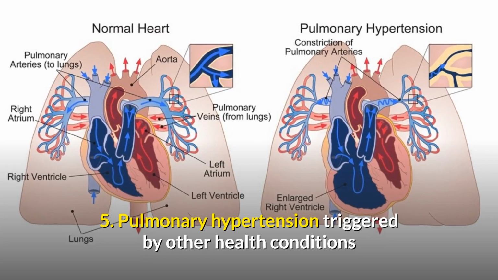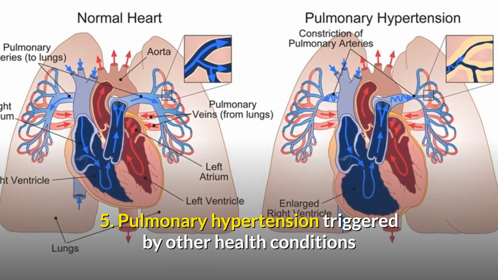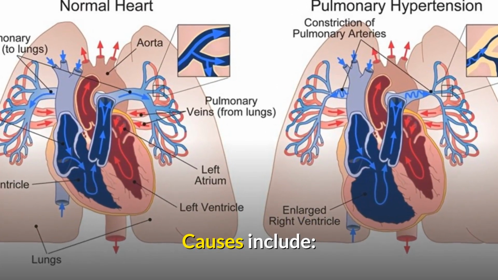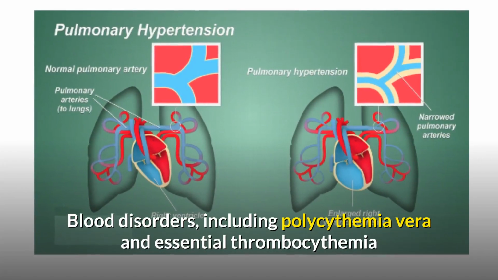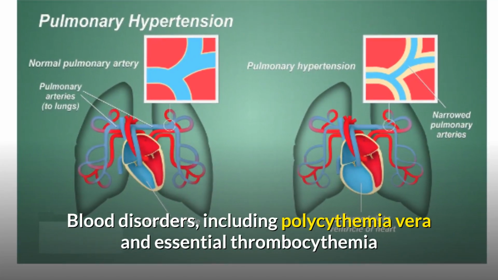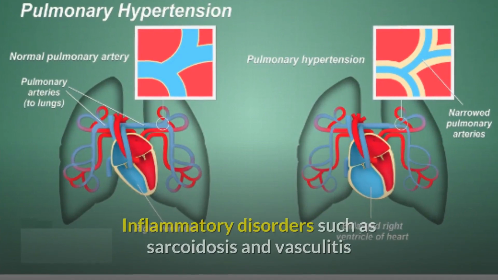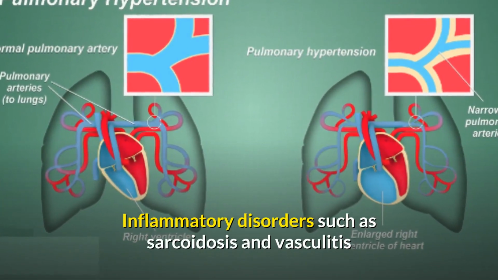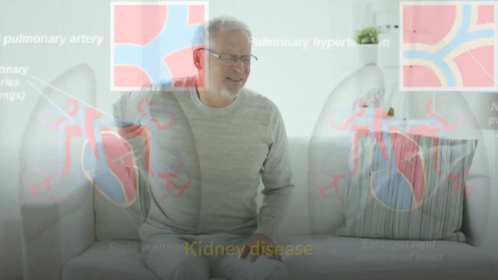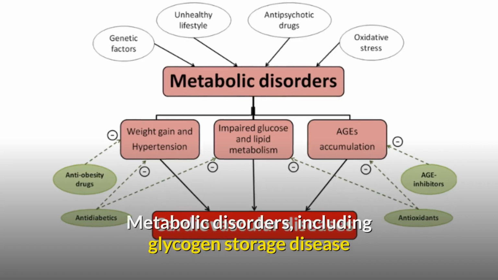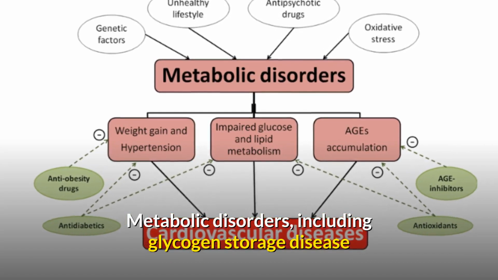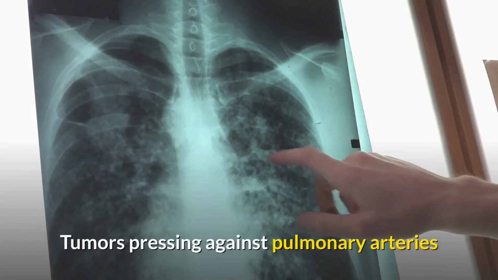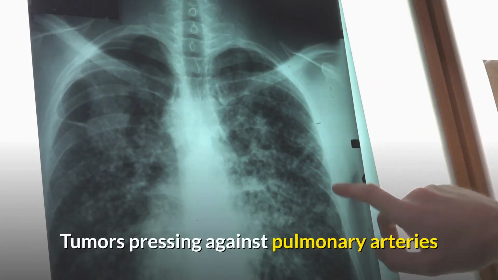5. Pulmonary hypertension triggered by other health conditions. Causes include: blood disorders, including polycythemia vera and essential thrombocythemia, inflammatory disorders such as sarcoidosis and vasculitis, kidney disease, metabolic disorders, including glycogen storage disease, tumors pressing against pulmonary arteries.